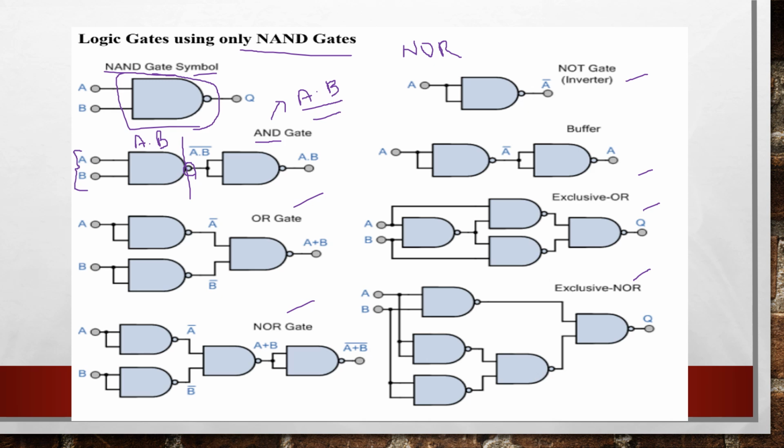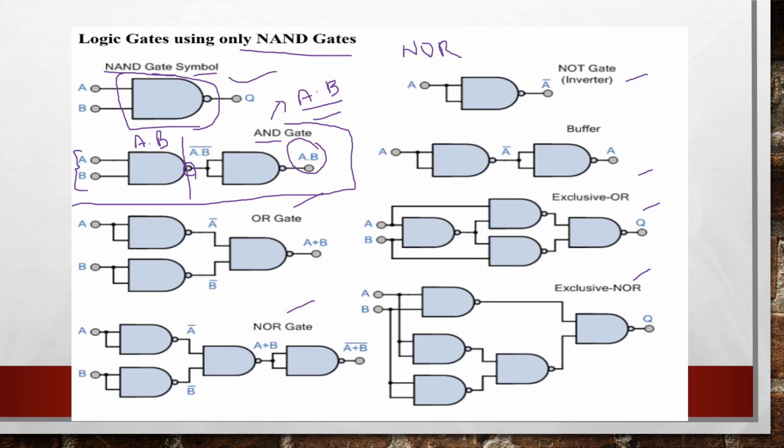That both bars will be cancelled and we get A dot B, which represents the AND gate. Thus we are able to represent the AND gate by means of using the NAND gate. So this is how we are using.